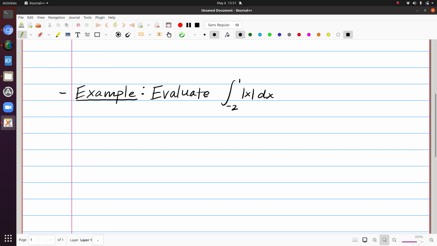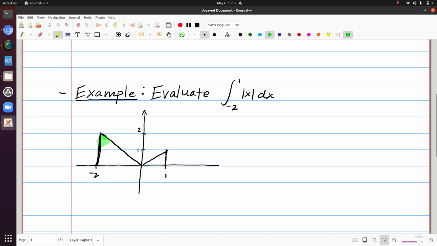So to start with, I'm going to sketch the graph of this function. So we have the absolute value of x from -2 to +1. So that's going to look like this. If I think now about the associated area, notice that I get triangles. So I have this triangle, and we have this one. So if I can find the area associated to those triangles and add that together, that is going to give me the value of the definite integral.